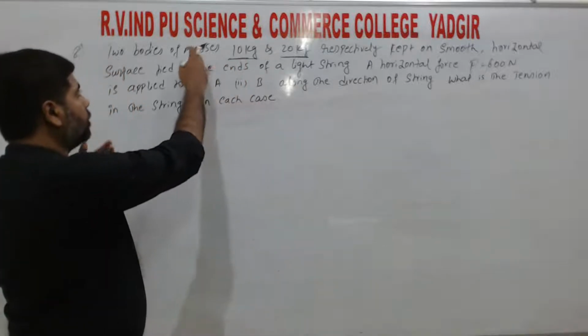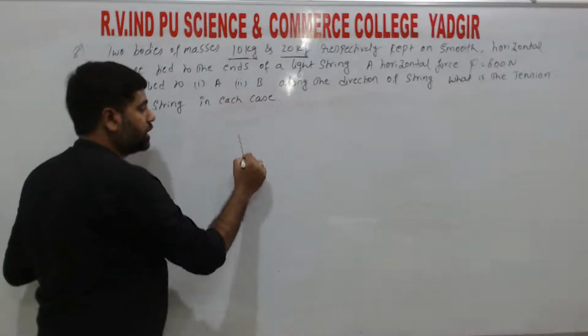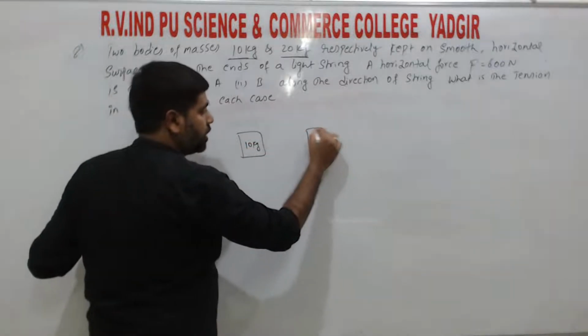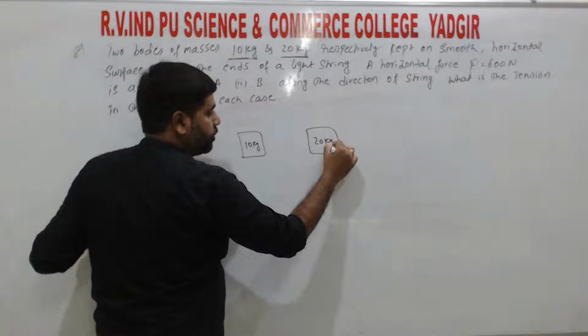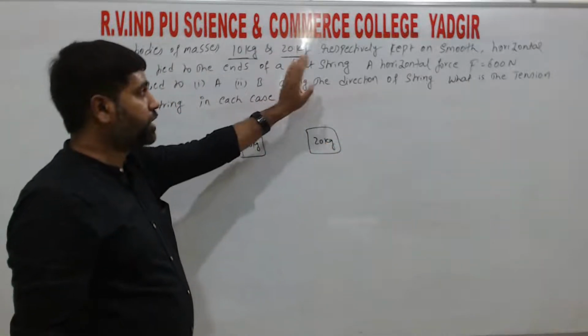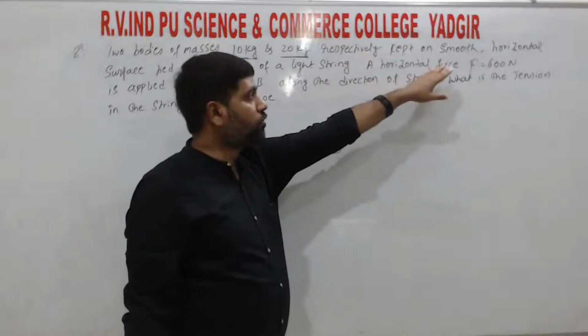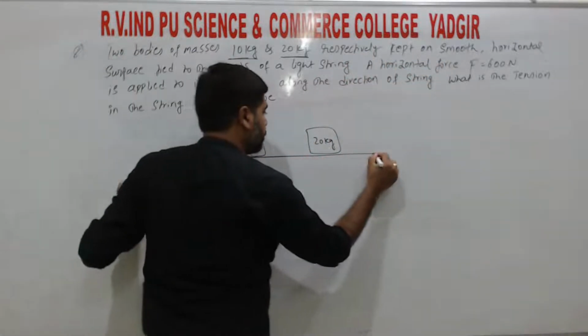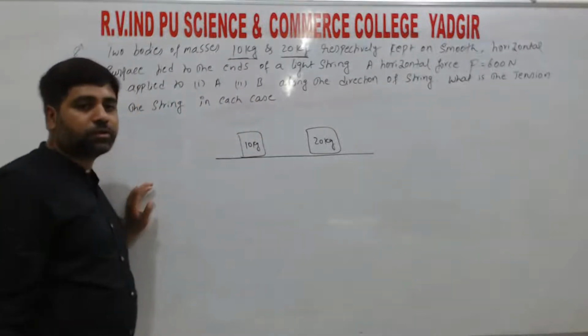So two bodies of masses 10 kg, right? So one is 10 kg and another one is 20 kg, right? So first ಎರಡು masses ಕೊಟ್ಟಿದ್ದಾರೆ 10 and 20 kg respectively kept on the smooth horizontal surface. So that means, so this is the horizontal smooth surface.